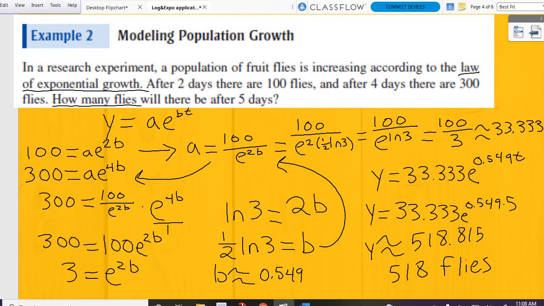Other questions? Whenever you have A equals 100 over e to the B, and then you have e squared times 1/2. How do you take the inverse, e to the natural log of x? Well, what is 2 times 1/2? 1. And then e to the natural log of anything is just going to be whatever's on the inside. So we just get 3 there. Other questions?